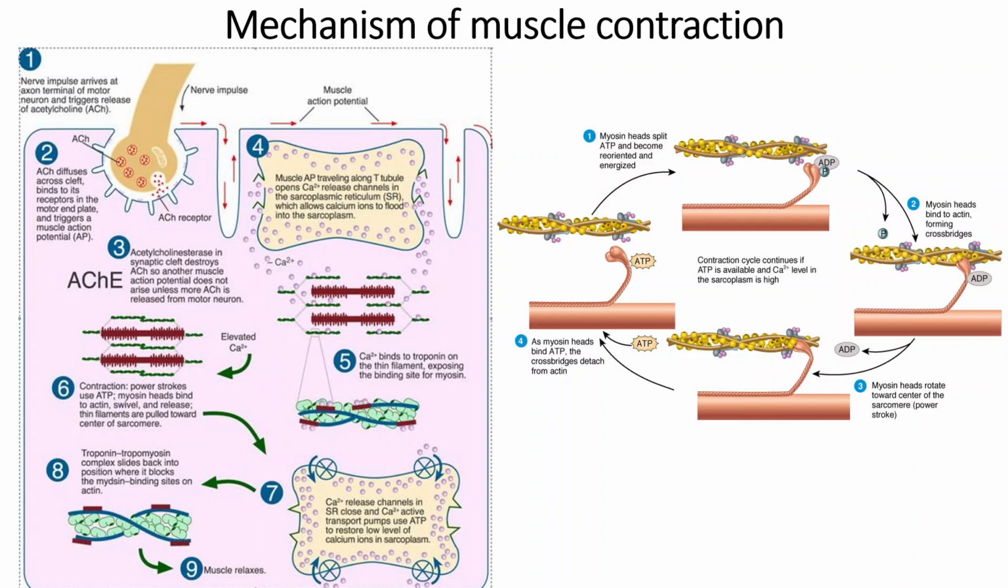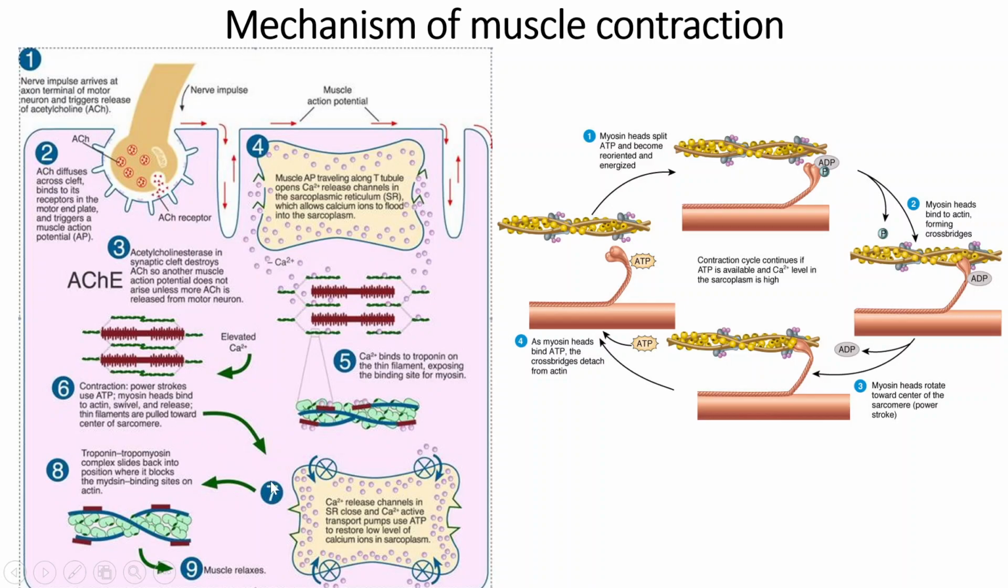Next, contraction occurs, which is shown in the figure here. As you can see, the power stroke uses ATP. So ATP is required for the contraction cycle. The myosin heads split ATP and become reoriented and energized. The myosin heads then bind to the actin, forming cross bridges. Next, the myosin heads rotate towards the center of the sarcomere, and the power stroke happens. Now, as the myosin heads bind ATP, the cross bridges detach from the actin. Next, the cycle is repeated.